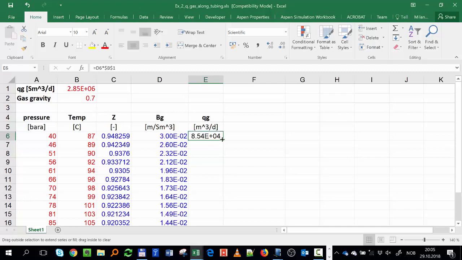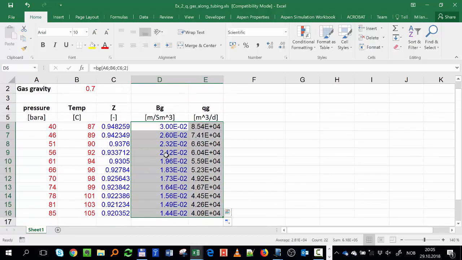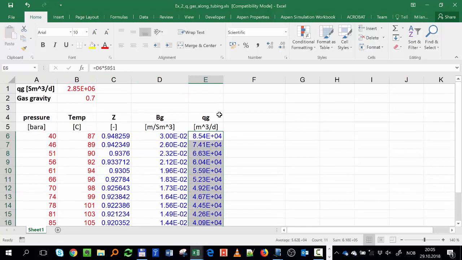You get the same number? So you see it has reduced dramatically the volume. It's not the same.